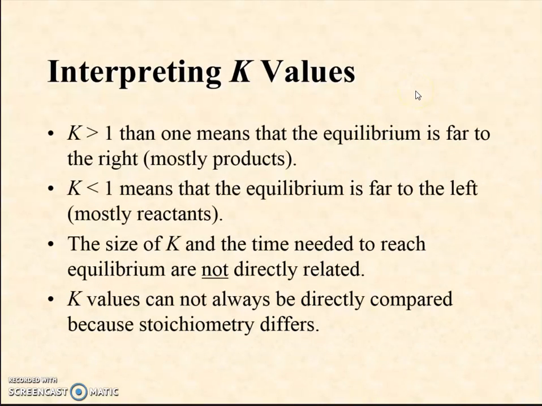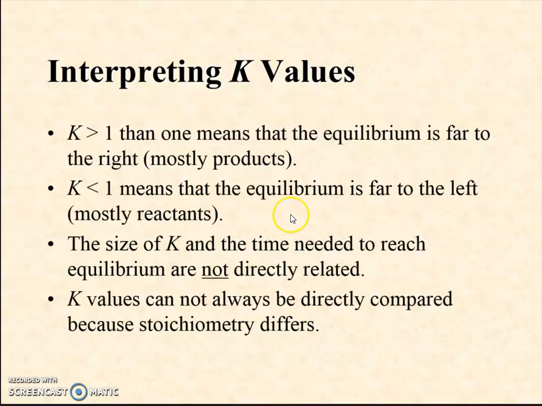So interpreting K values is quite important, and it's simply mathematical association here. You should notice that since we're dealing with an expression that's products over reactants, when K is a large number, that typically means that equilibrium lies to the right, which means that you're going to have mostly products in your system at equilibrium. If it's less than 1, then equilibrium lies to the left, which means we'll have mostly reactants at equilibrium.